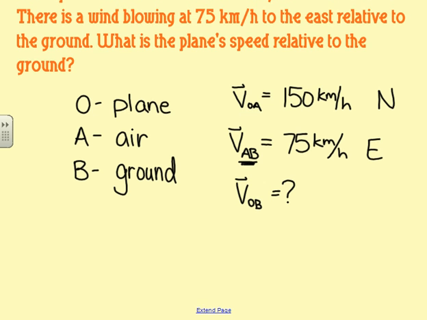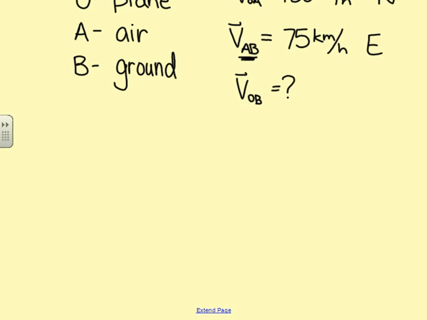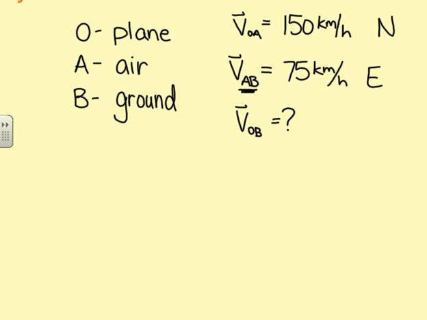Now, because these two vectors are perpendicular, I cannot simply add 150 and 75. Rather, I have to add them as vectors. I'll start by writing out my equation. The thing I'm looking for, the velocity of the plane relative to the ground, is the velocity of the plane relative to the air plus the velocity of the air relative to the ground. So I'm adding together these two vectors. And as we learned when we were first learning vectors, we must add these vectors by drawing them tip to tail.